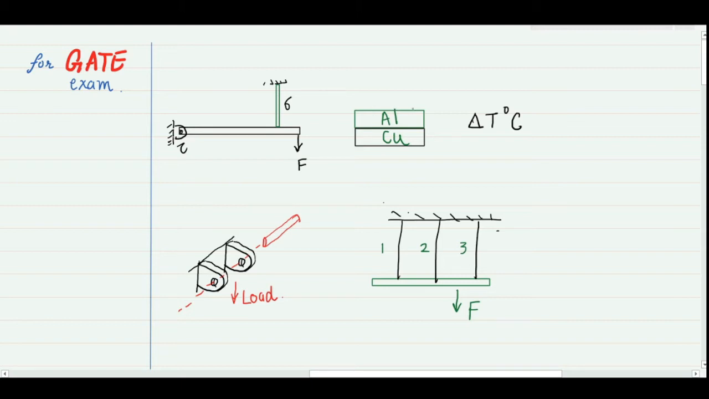The next problem is a problem of temperature stress or thermal stress, where this is a composite bar of aluminum and copper, and if I increase the temperature, how will the length change? This part we are going to cover in our next session. Here we will primarily focus on the problems where shear stress and normal stress are involved.